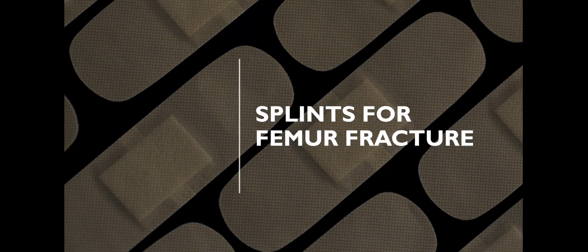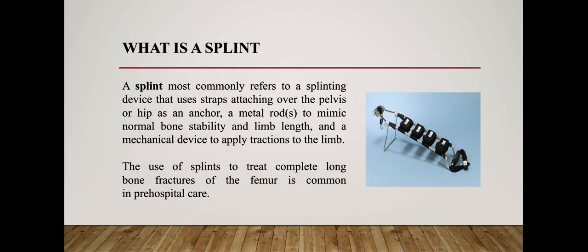We are going to do a presentation on splints for femur fracture. What is a splint? A splint most commonly refers to a splinting device that uses straps attaching over the pelvis or hip as an anchor, metal rods to mimic normal bone stability and limb length, and a mechanical device to apply traction to the limb.